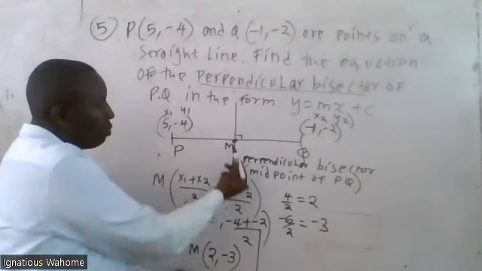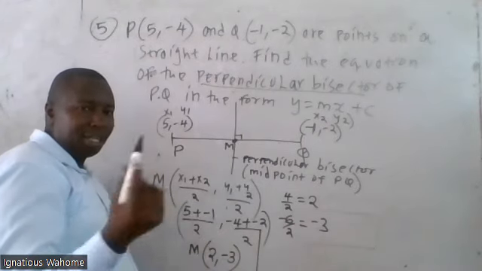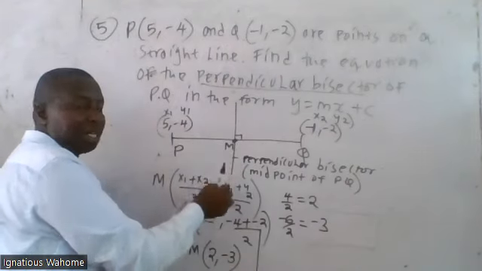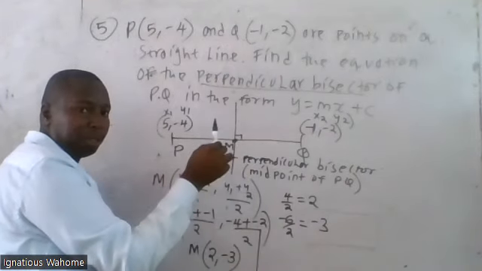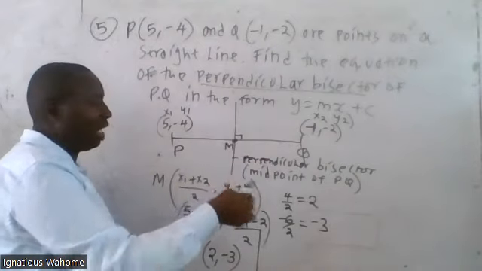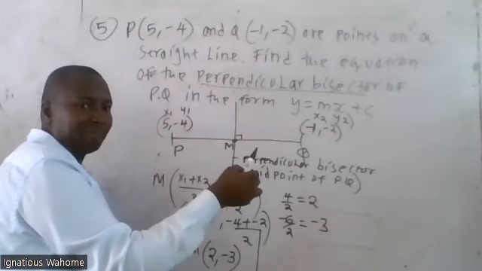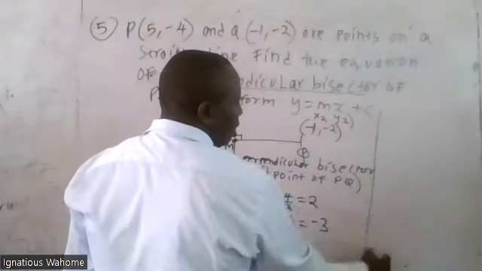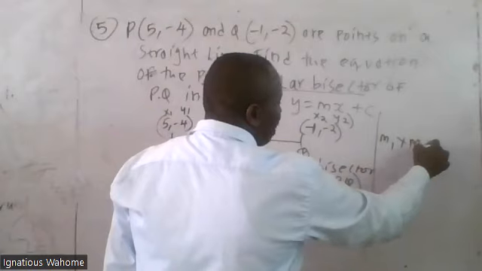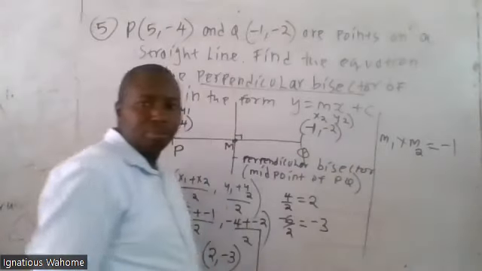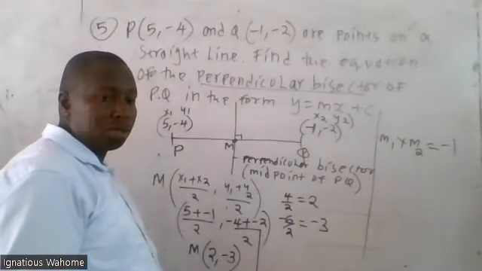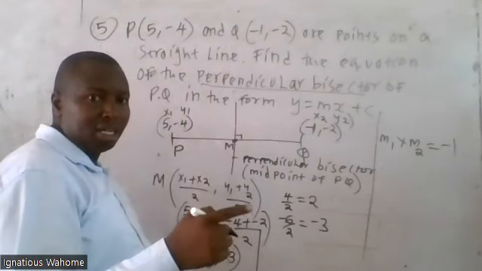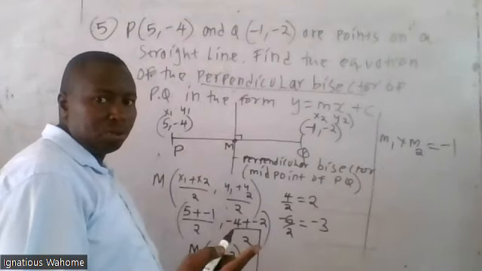So the line passes through (2, -3), the midpoint. The other key point is that it is perpendicular. Since it's a perpendicular bisector, you use the concept of perpendicular lines. What did we say about perpendicular lines? M1 times M2 is equal to -1. The gradient of the first line times the gradient of the second line equals -1.